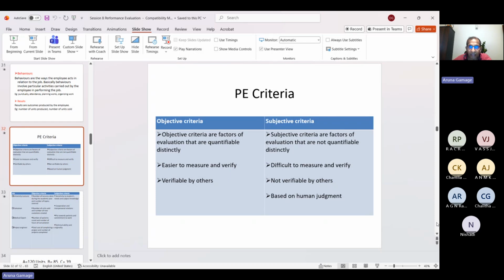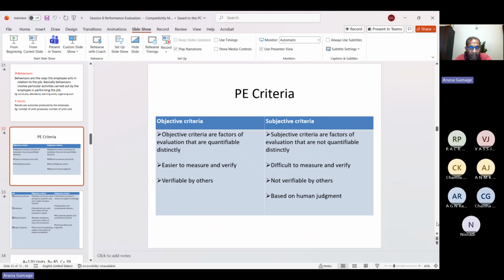Objective criteria can be measured accurately, can be quantified. As it can be quantified, we can measure it easily and verify it, verifiable by others. If two evaluators are evaluating a particular employee on objective criteria, most probably the evaluation will be the same. For example, in case of a production employee, number of units produced per month. How many units produced per month? That is one of the objective criteria.